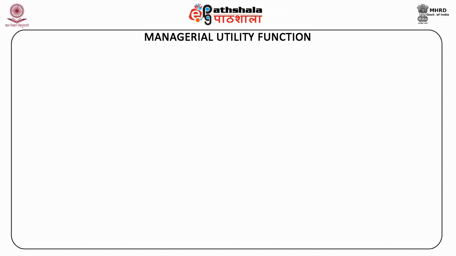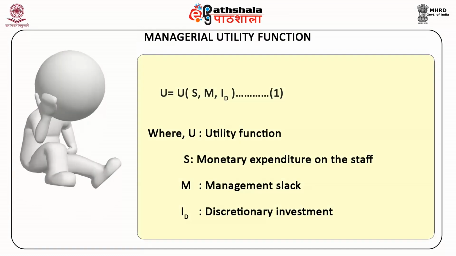Thus, the utility of a manager is functionally related to these factors, so that mathematically we can write U is a function of S, M, and ID, where U is the utility function, S is monetary expenditure on the staff, M is the management slack, and ID is discretionary investment.